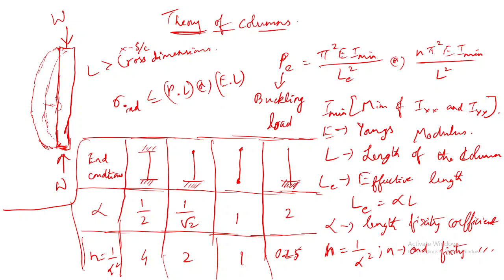So here, what is n, sir? n is known as the end fixity coefficient. Based on different end conditions, these n and alpha values will change.